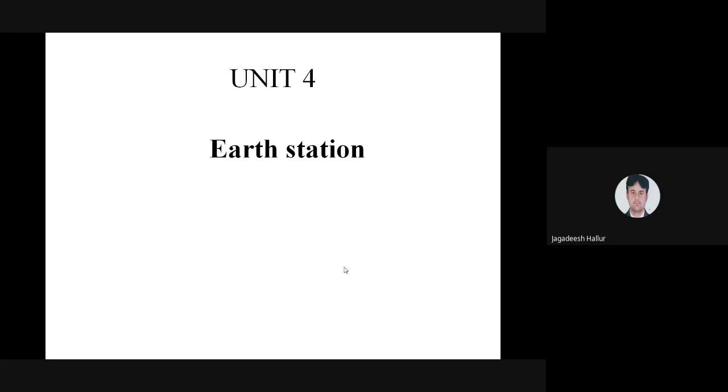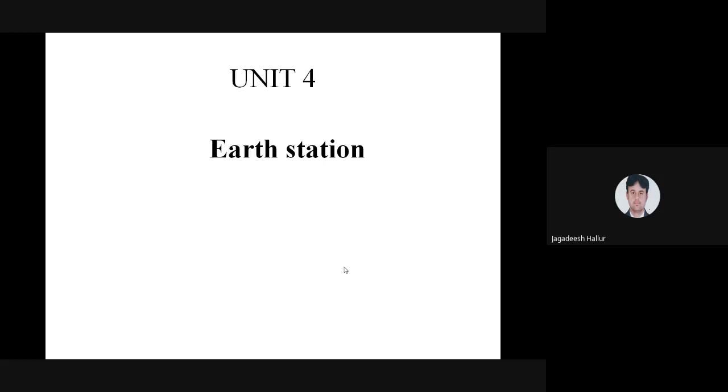The unit number 4, that is section number 2. Section 1 we have completed, and section 2 has the remaining 3 units. In section 2, unit number 4 is Earth Station. Earth Station is present both at the uplink and at the downlink.